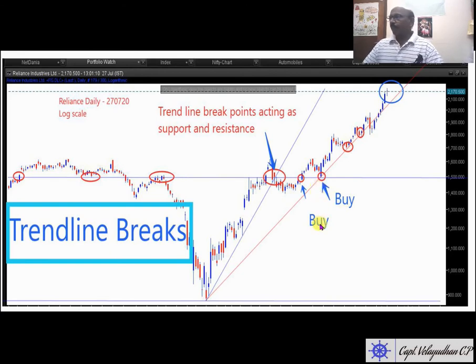I'll explain the same principle with some more charts, because I am putting more stress on the trend lines and trend line breakpoints, because understanding this point is the place where you can make money.